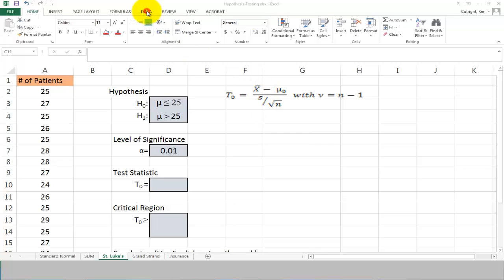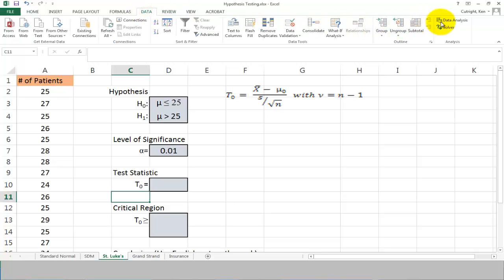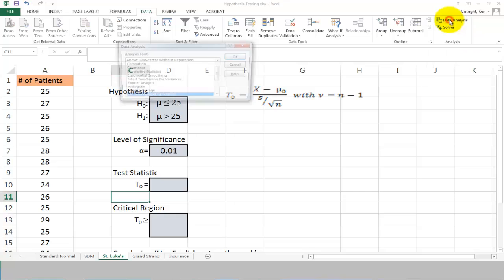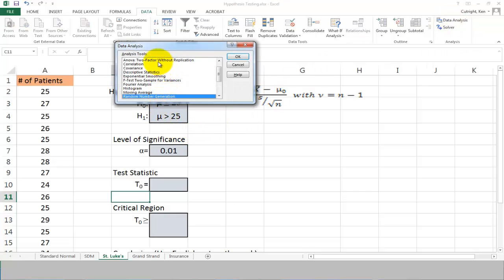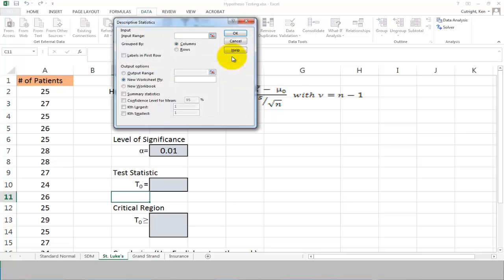I'm going to go up here to data, and I'm going to go over to the right and select data analysis. Now, data analysis is an add-in. If you select data and you don't see data analysis, you need to go back to your add-ins and add data analysis in as an add-in. Okay, so I'm going to select data analysis. And under data analysis, I have several options. The option that I'm going to select is descriptive statistics. I'm going to hit OK.